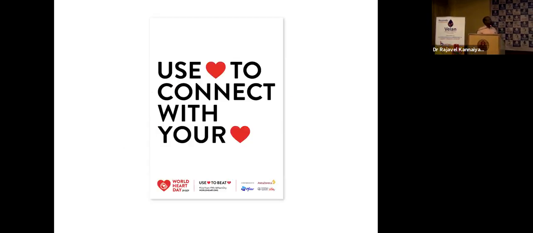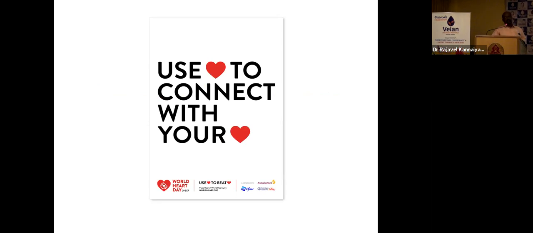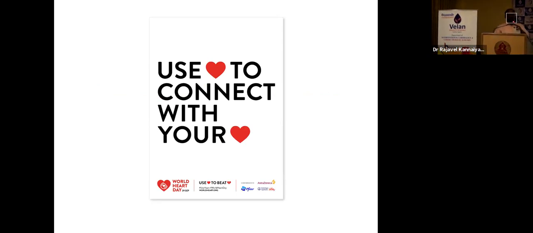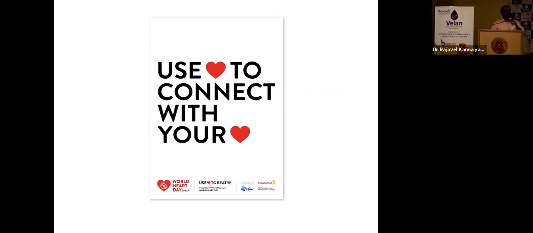This year's concept: use your heart to connect with your heart. This World Heart Day 2021 was celebrated all over the world on September 29th.